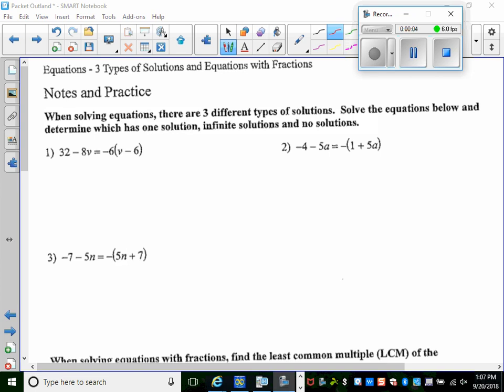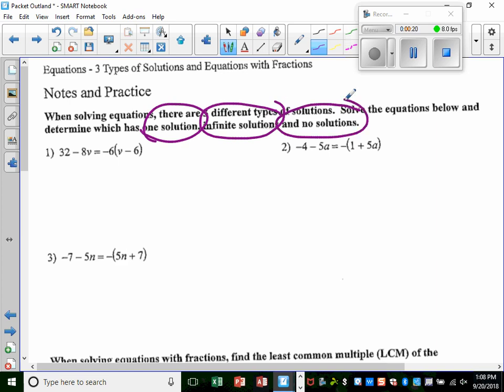Okay. All right. So on page 8, you're going to see in the directions, we're looking for one solution, or we could have infinitely many solutions, or we could have no solutions at all. So the title of this lesson says 3 types of solutions for your equations, and then we're going to also go back and do some more fraction problems.